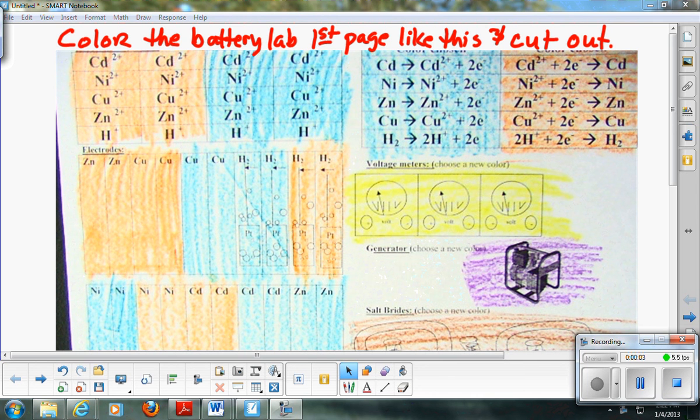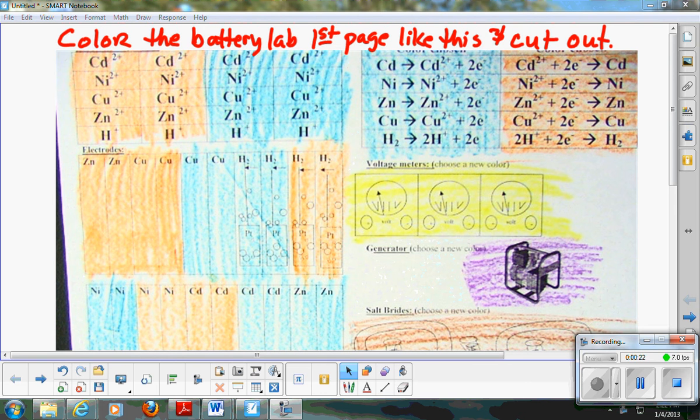Okay, this is for those of you that missed the battery lab setup. This is a dry lab battery. What I need you to do first is print off the battery from the website, the dry lab battery, and then I need you to color the first page like I've got shown here.